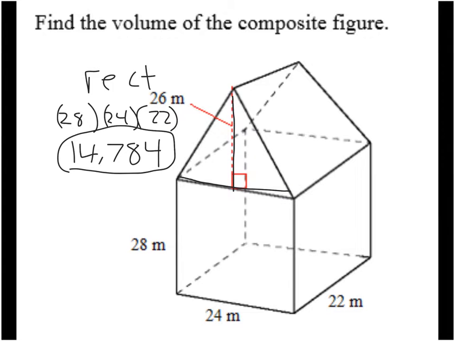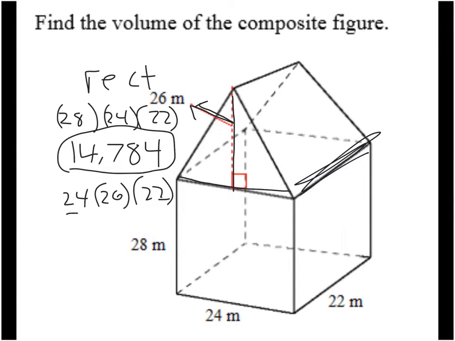So the base would be the 24, and pointing at this line right here, this is 26. And then the height would be 22 this way. Notice we don't use the 28 for anything. You've got to look at your numbers and know what you're using. So we're going to do 26 times 24 times 22, and because it's a triangle, we're going to divide it by 2. So let me use the calculator.